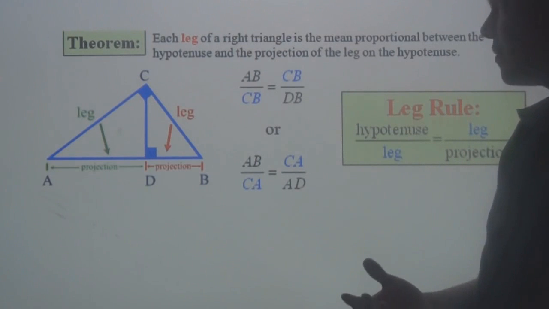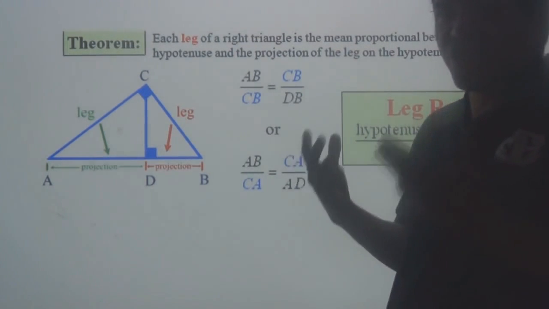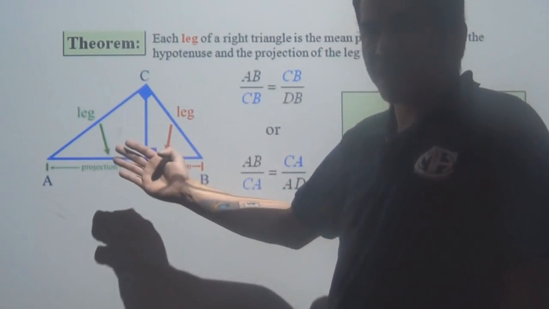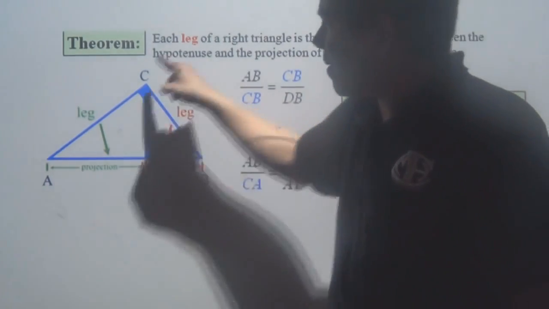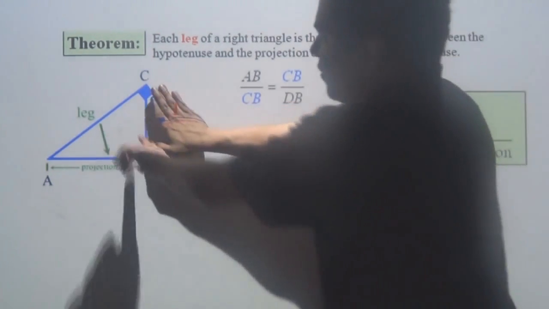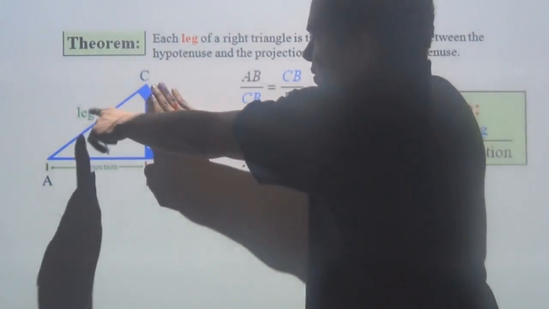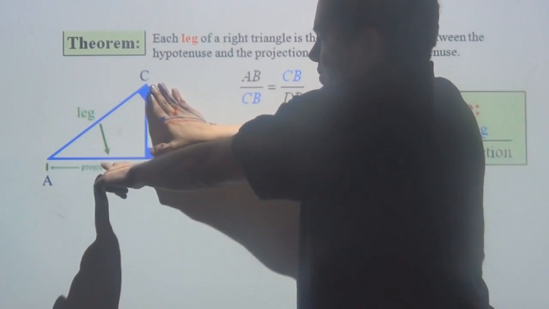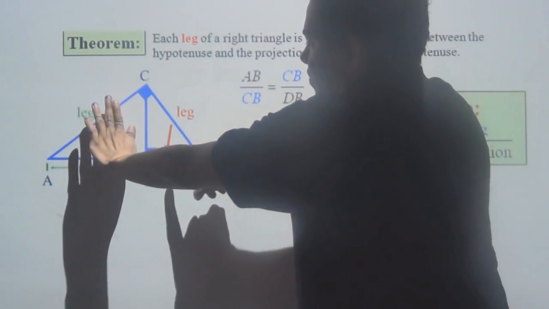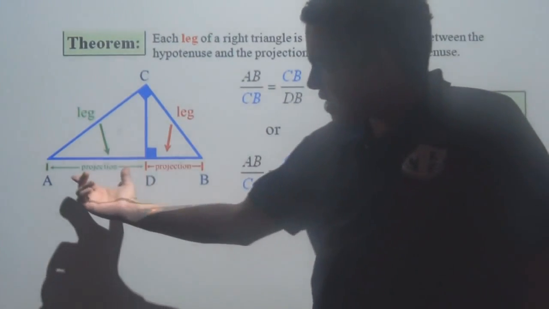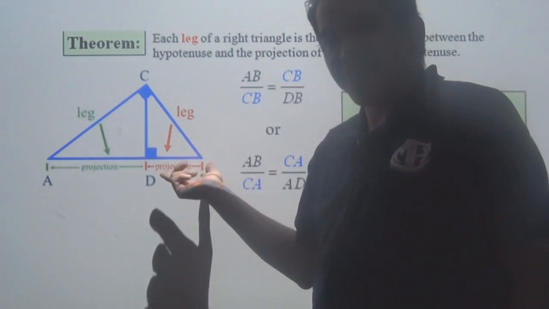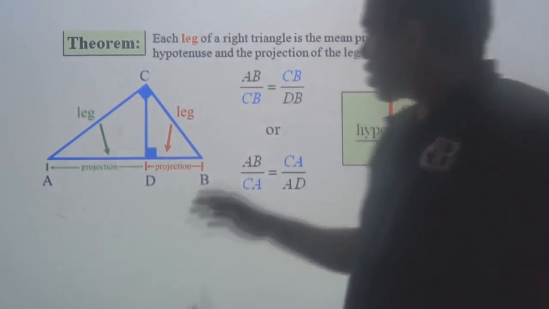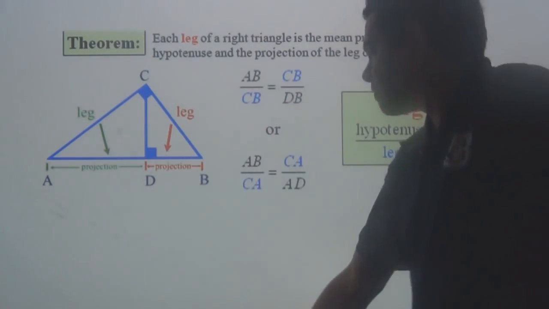I don't get it. Come on, the projection of the leg is nothing more than the other leg of the right triangle. For example, forget about the big triangle. Just focus on this triangle. So, this is the leg of the big triangle, and this is the projection. Leg, and then projection. In other words, watch this. The projections are nothing more than the segments of the hypotenuse. So, how do I write this down?